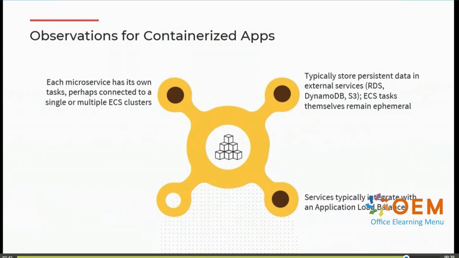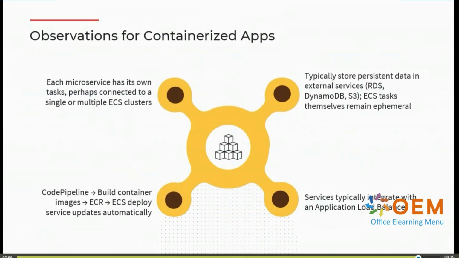For web applications or APIs, ECS services are commonly placed behind an Application Load Balancer, or ALB. The ALB distributes incoming traffic across the healthy tasks in your service. And lastly, a common CI/CD pipeline pattern for ECS involves AWS CodePipeline orchestrating the workflow, AWS CodeBuild building Docker container images, and then storing these images in Amazon ECR, and then AWS CodeDeploy automatically deploying new service updates to your ECS clusters.